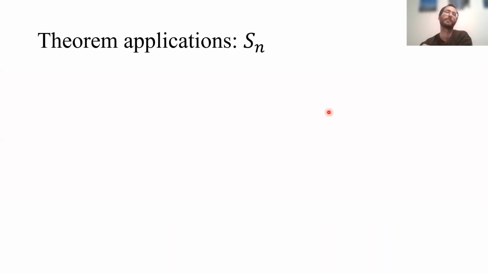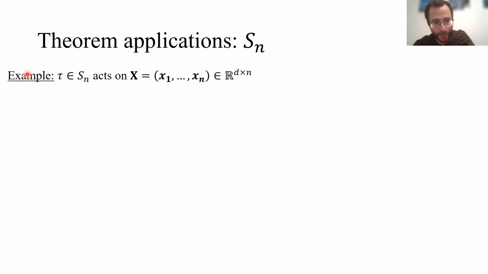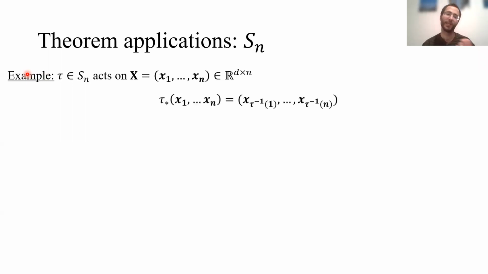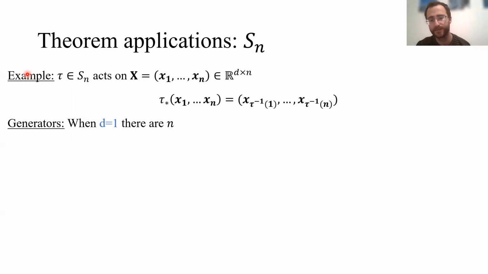Now let's see another application. We talked about SO(d) before. Let's see a different application now for permutations. So here again we have points in R^d. The permutation action is relabeling. And we're going to split this into two cases, starting with the case when d is 1. So we only have n numbers basically.